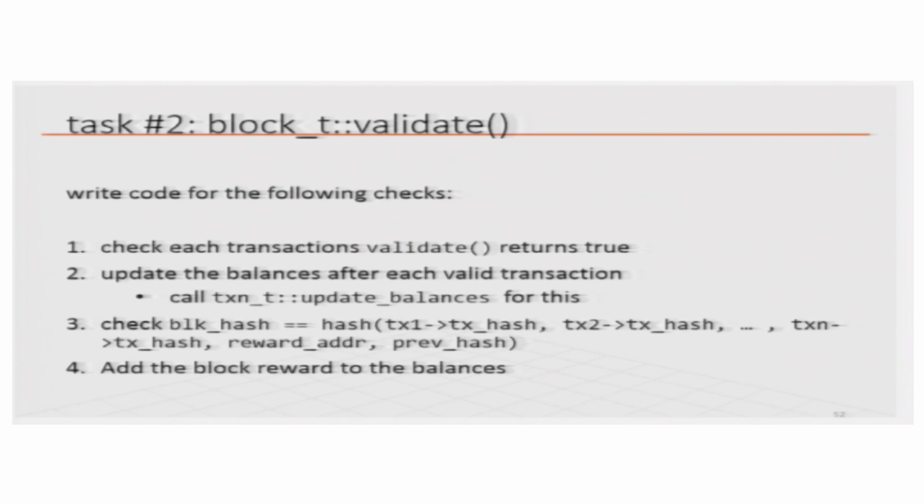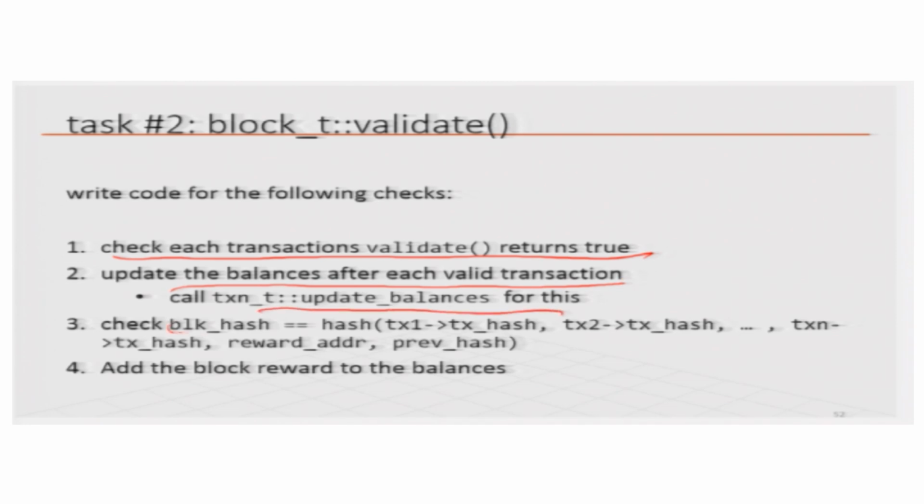For block validate, you have to go through the block, which is a vector of transactions. So, you have to iterate over the vector and apply the transaction validate to each of those, and if any of them returns false, then the block is invalid. If all of them return true, then the block is valid. Then you do update the balances after each valid transaction. So, you can call the existing update balances for this.